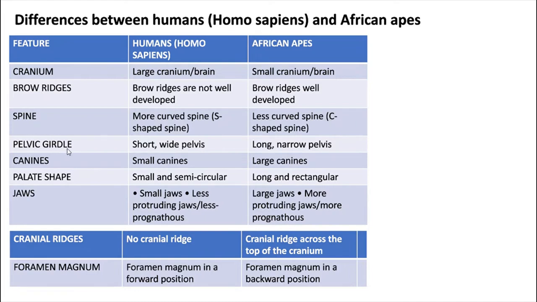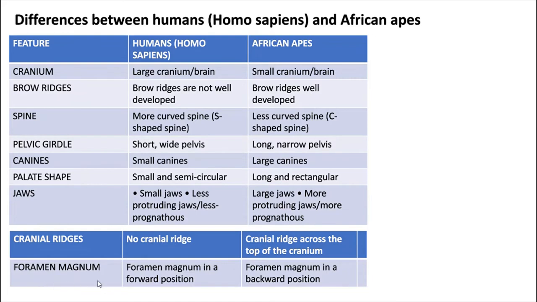Pelvic girdle: short, wide pelvis in humans. In African apes, long, narrow pelvis. The canines: humans have small canines. African apes have large canines. The palate shape: small and semicircular in humans, long and rectangular in African apes. Jaws: small jaws, less protruding jaws, less prognathous in humans, and large jaws in apes.